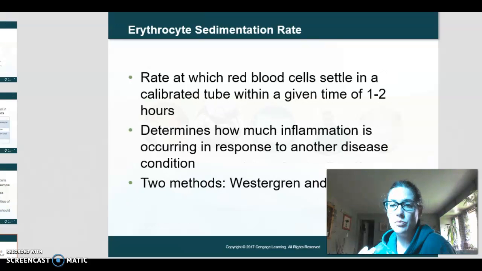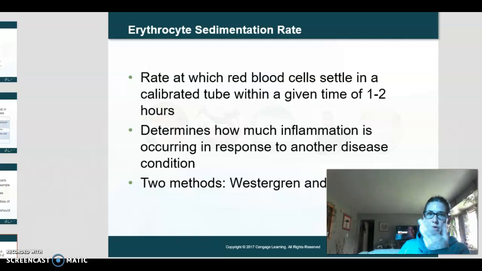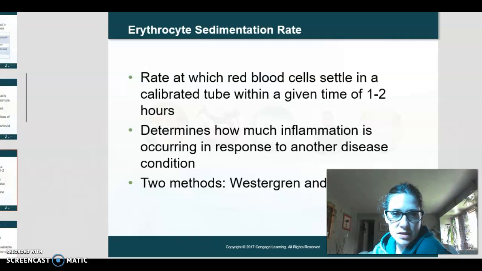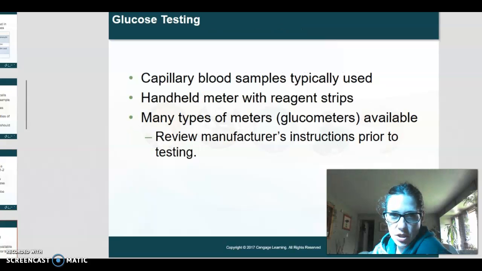Another test that you'll be familiar with is the ESR, that's the shorthand for erythrocyte sedimentation rate. That's the rate at which red blood cells will settle into a calibrated tube within a given time. What that can do is determine an inflammation response and your inflammation markers. So there's the Westergren and the Wintrobe. Most times people will do the Westergren. I haven't seen too many places in the continental US that really do the Wintrobe testing. Most of them are the Westergren.